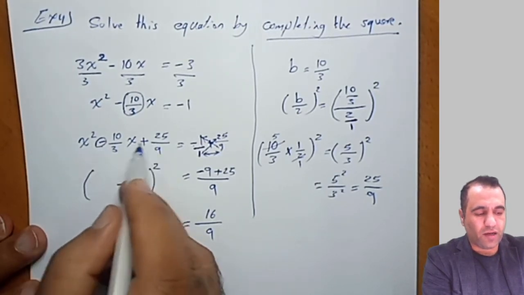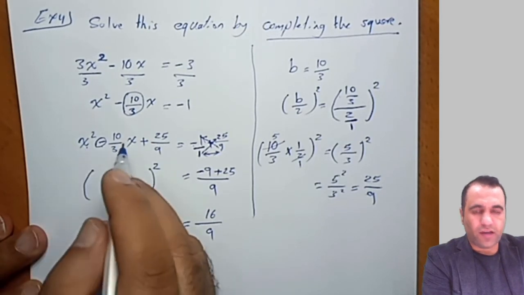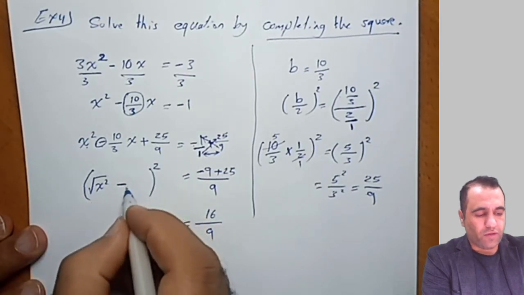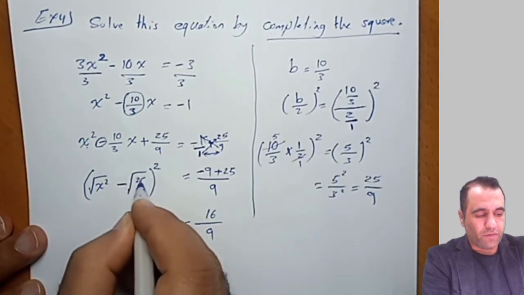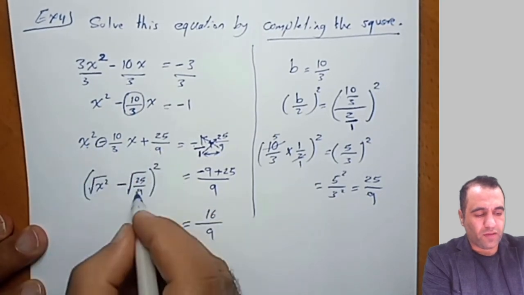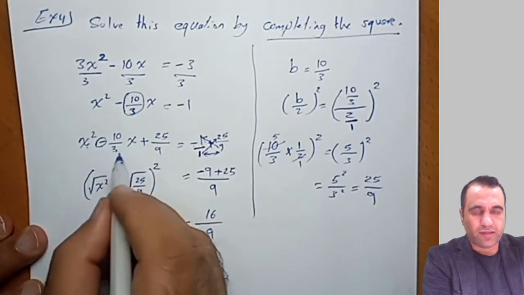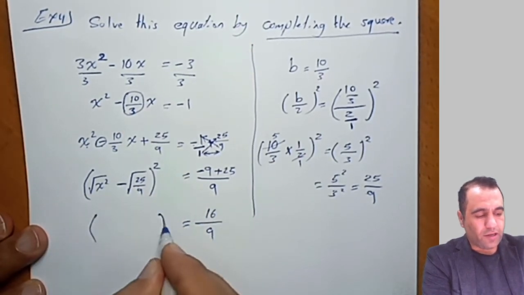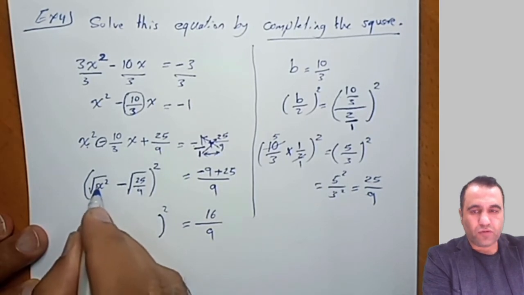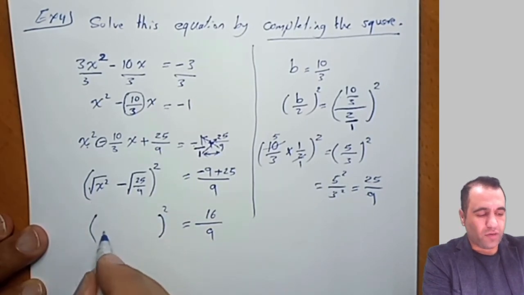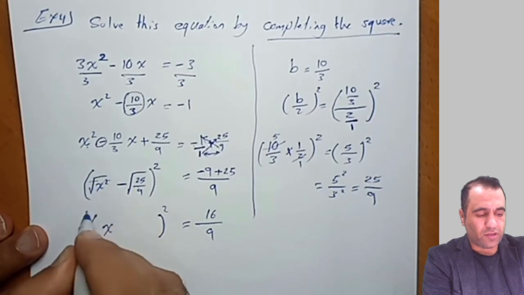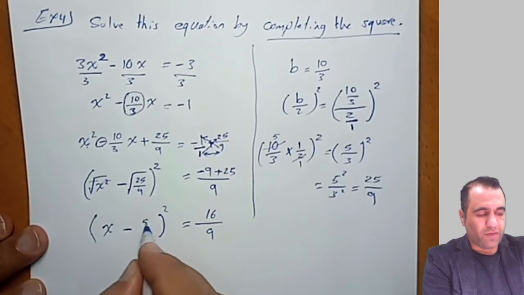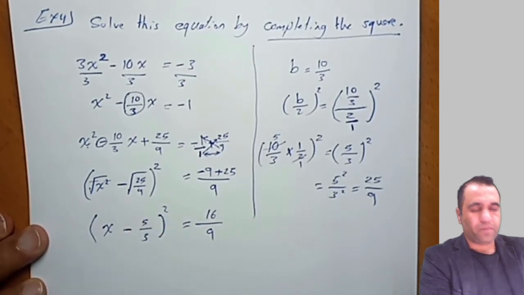We use this one, the first term with the square root of the first term, and the square root of the second term, 25 over 9, and only the sign of the middle term here. Okay, the bracket is squared. The square root of x squared is x, because the 2 and the square root cancel as well. And the square root of 25 is 5. The square root of 9 is 3.